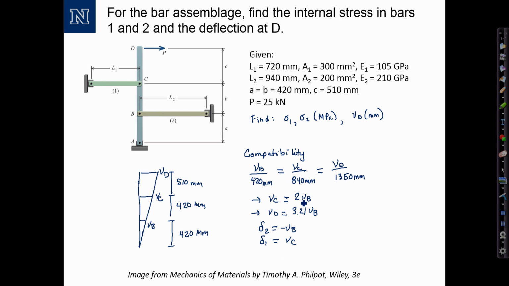So from this equation right here, I will rewrite that in terms of the internal bar deflections. Simply delta 1 equals negative 2 times delta 2. We know that the deflections are equal to FL over AE. I'll write that as F1 L1 over A1 E1 equals negative 2 F2 L2 over A2 E2. And this is the compatibility equation that we want to work with to go further. We'll continue our calculations in the next video.